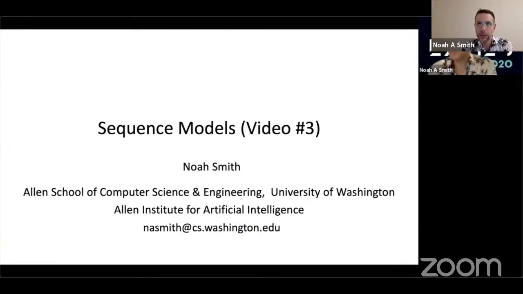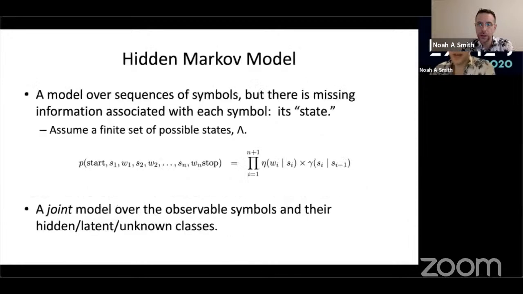Okay, continuing where we left off, we're on the third part of the sequence models lecture, and we're going to start talking now about hidden Markov models. So a hidden Markov model, or HMM, is a model over sequences of symbols like we had before. But now in this model, we assume that there's some missing information associated with each symbol in the sequence, and it's called its state. The states are discrete. We assume that there's a finite set of possible states. I'm going to use lambda to denote that set.